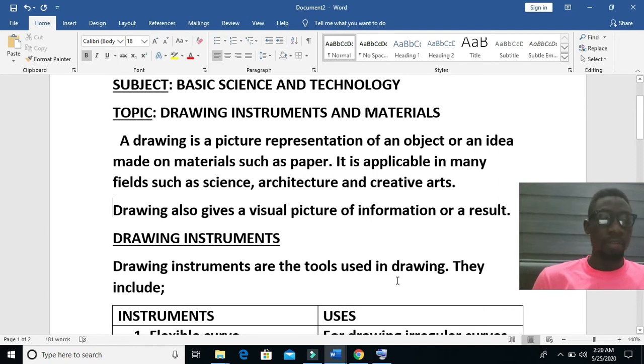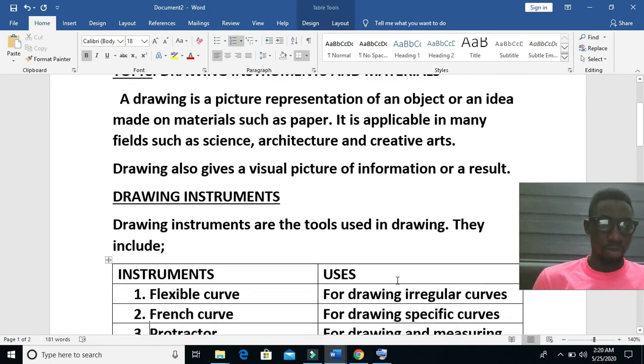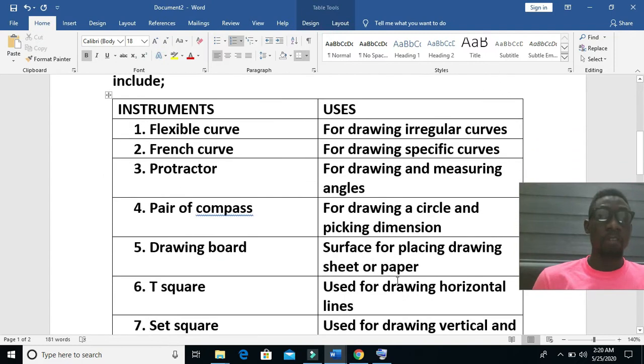The first instrument we'll be talking about today is called flexible curve. Some of these instruments we're familiar with, some of them are strange to us, but by the time we see the picture, I think we'll have a better understanding of what we're talking about. The first one here is flexible curve, and it is used for drawing irregular curves, curves that are not regular. So flexible curve is an instrument used in drawing, and it is used for drawing irregular curves.